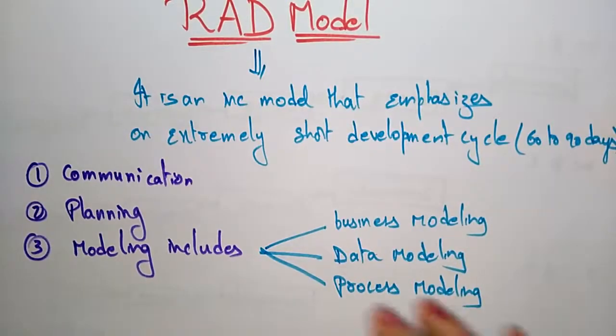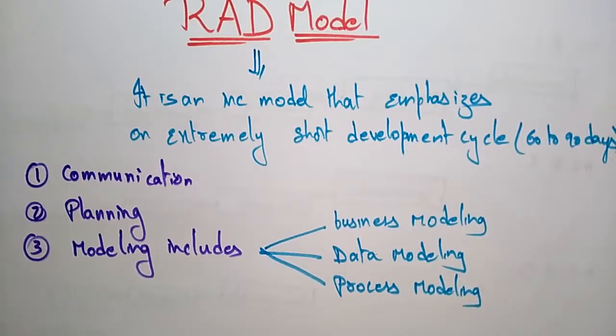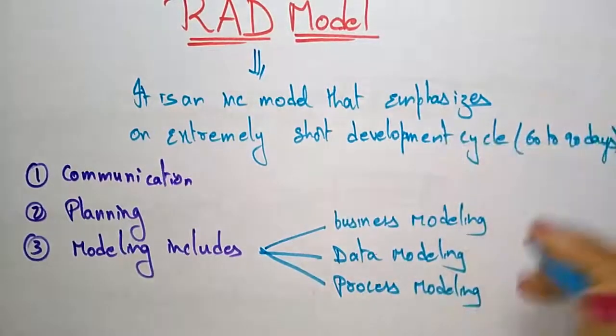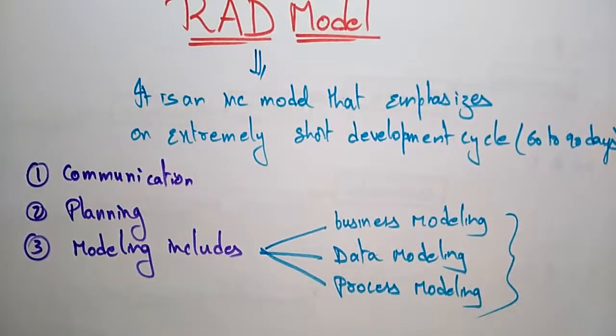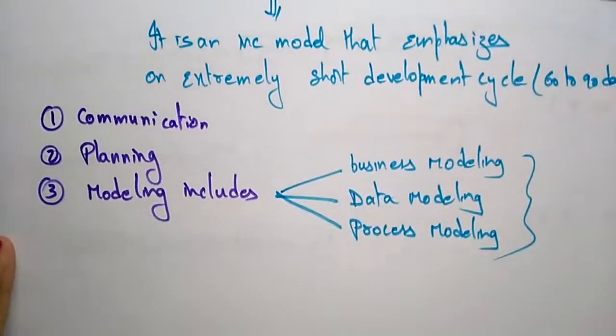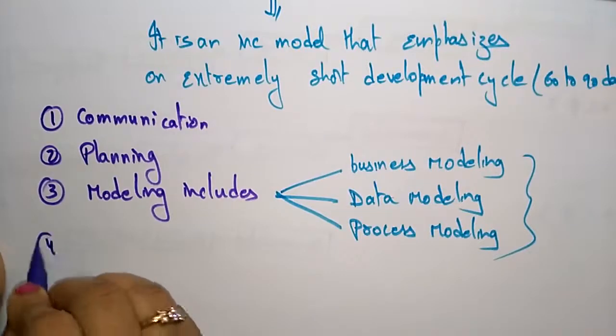Business modeling and data modeling deal with data objects that are going to be used in the data. And in process modeling, the data objects are transformed to implement business functions. So for modeling, they require all these three to implement the project. And the next stage is the construction.